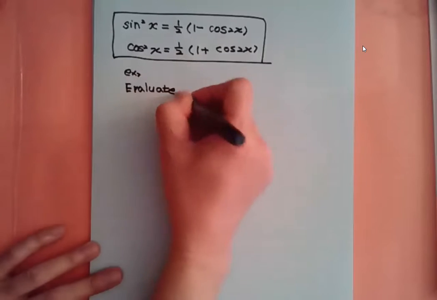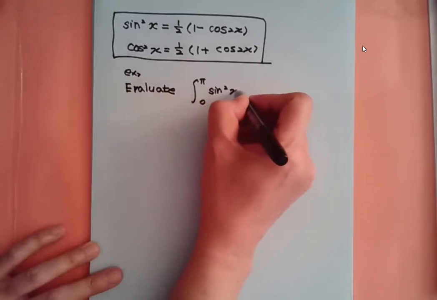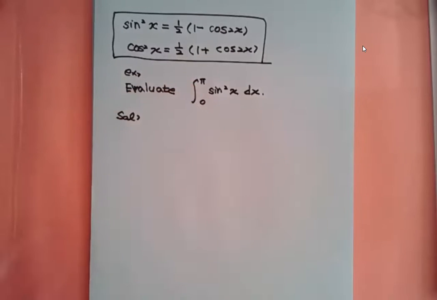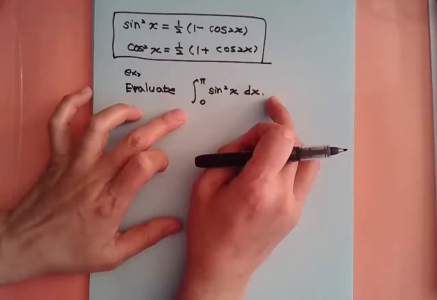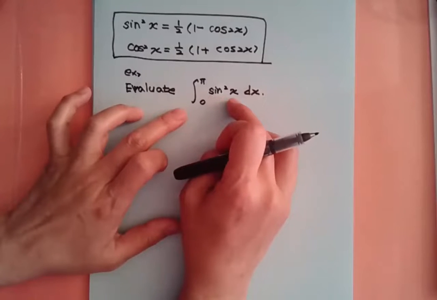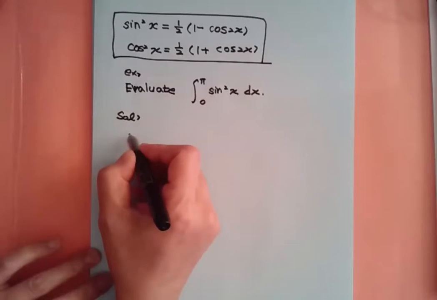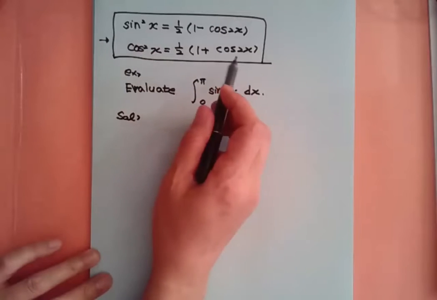Evaluate integration 0 to pi sine squared of x dx. If you see the integration, then you see only sine squared. So you cannot use substitution method. So the idea is by using this half angle formula, we will lower the degree and then we will be able to integrate.